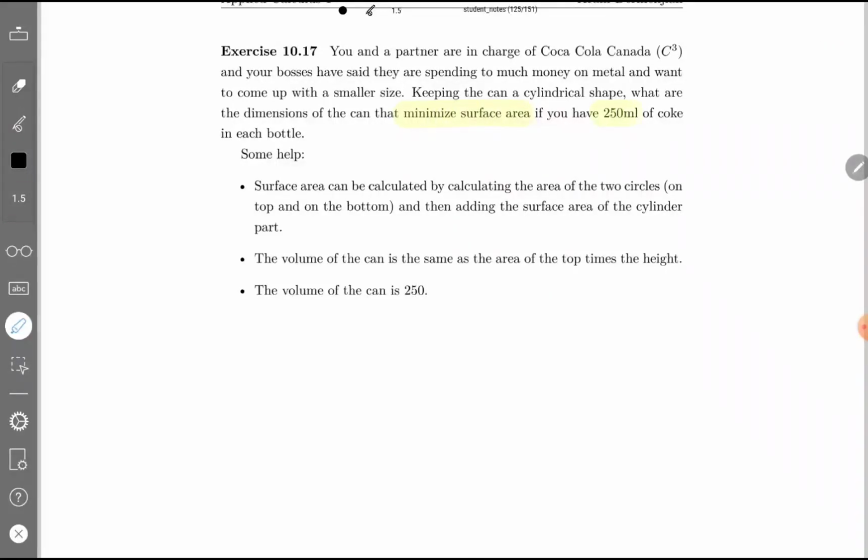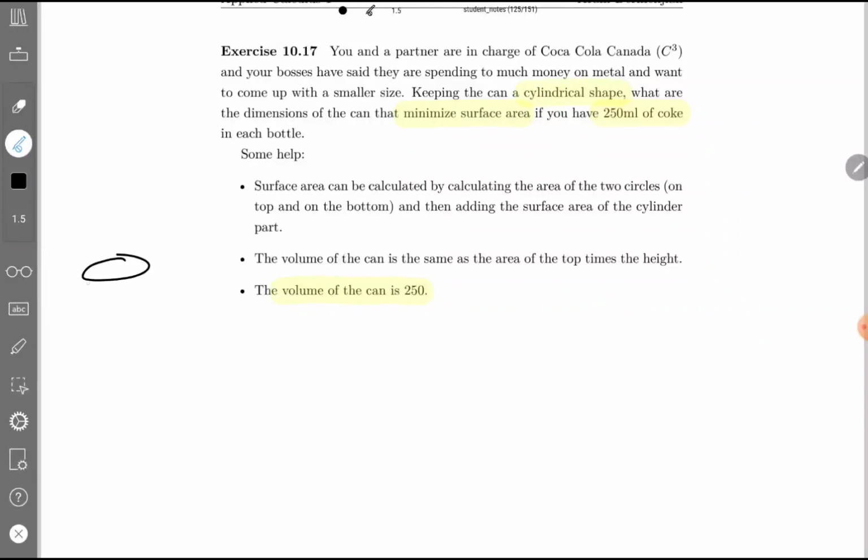We know we have 250 milliliters of Coke. We know the volume of the can is 250. We know we want a cylindrical shape. And I actually tell you how to calculate the surface area. So let's look at our key points. That was 1. 2, a can of Coke is going to look like a cylinder.